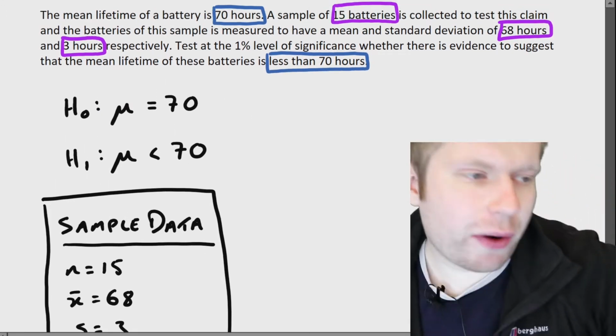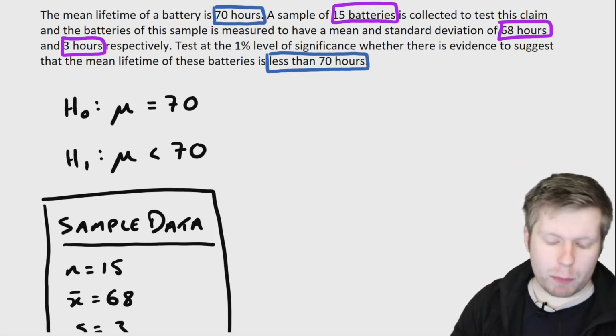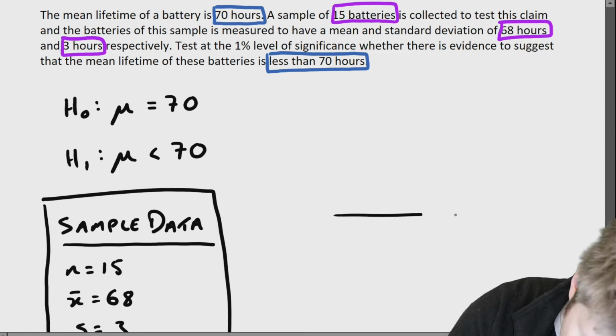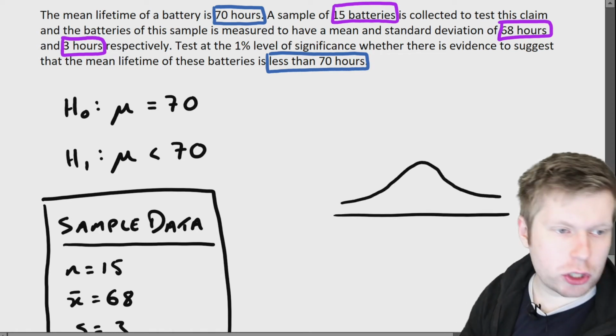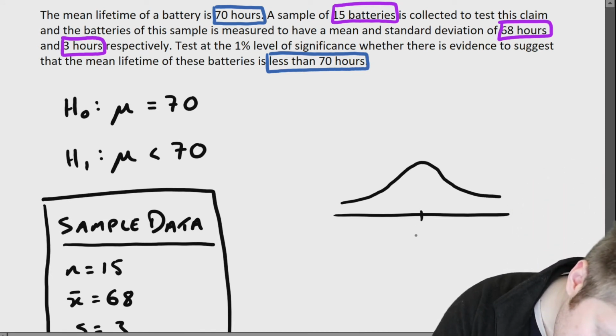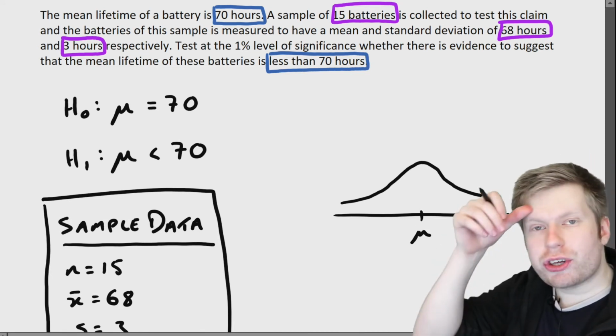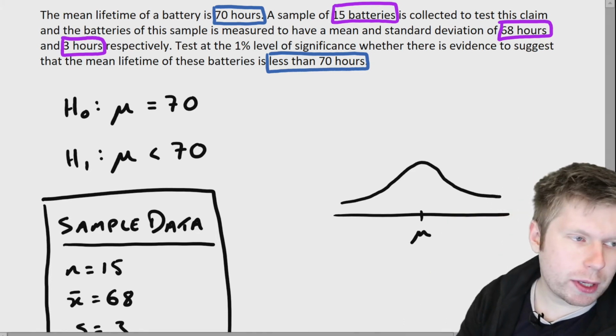So first of all, I'm going to figure out what type of test I'm going to use. First of all, what type of tail am I going to look at in this test? Because of course I've got a normal distribution, which these batteries follow. So here's my normal distribution. I always encourage you to draw this normal distribution. In the middle at the moment is our hypothesized mean lifetime of 70 hours. So I'm going to put mu equals 70 in the middle.